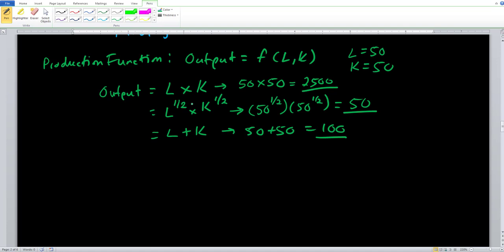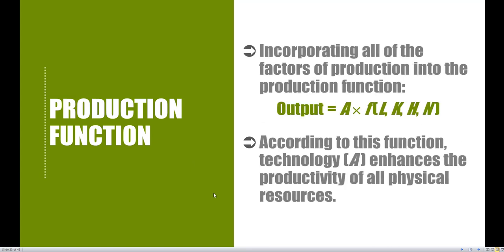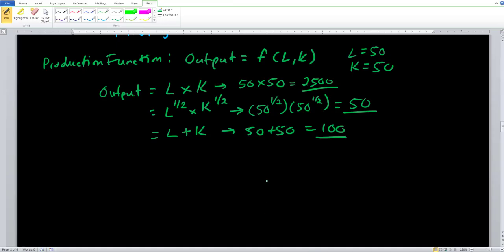So knowing this, we can go ahead and make a little bit more of a general production function, which includes all of our factors of production. So incorporating all of our resources into the production function, we have output equals A times a function of labor, physical capital, human capital, and land. According to this function, technology is going to enhance the productivity of all physical resources, so it sort of lends to its importance in this particular case. So here, technology is probably the most important factor of production just by taking a look at this equation right here. But the same methodology and the same intuition is going to hold true with this general form of the production function.